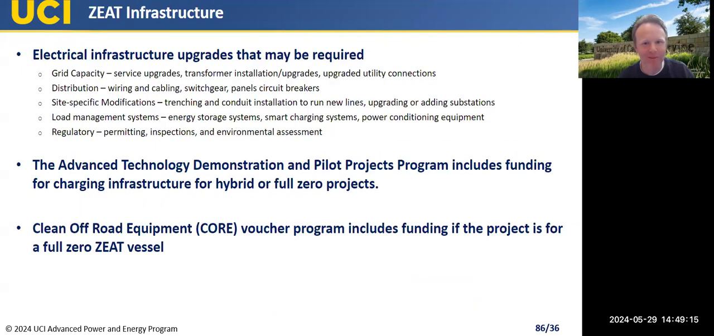So there's a lot of upgrades that may be required. You may need to upgrade your grid capacity, your wiring and cabling, switchgear. You might have to run conduit and trenching. All of that's very tough. You have to deal with regulatory hurdles, which is maybe the most challenging situation: permitting, inspections, environmental hazards. There is funding through these two different mechanisms that I have here in the bullets: CORE and the Advanced Technology Demonstration and Pilots Program for Infrastructure.